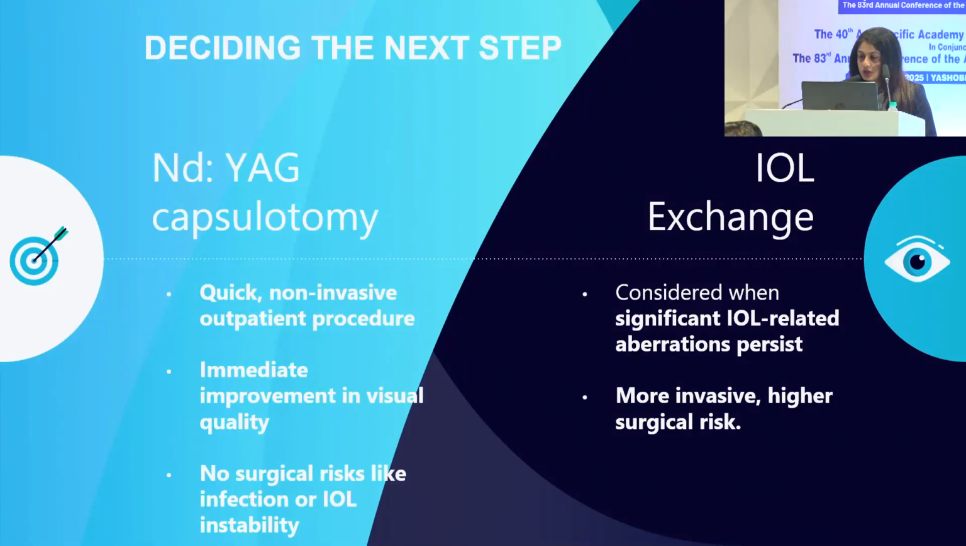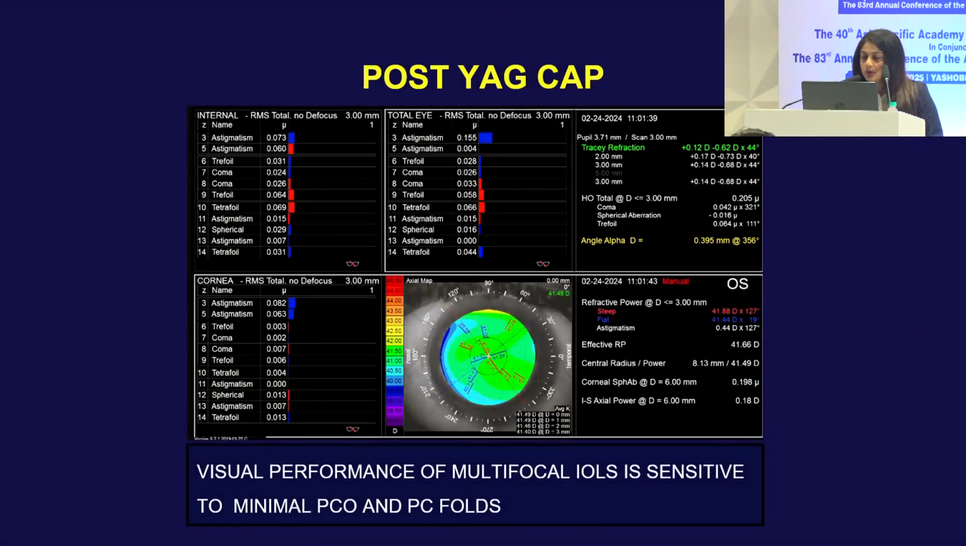So we faced two choices, each with its own risks and benefits, whether to go for an Nd:YAG capsulotomy or an IOL exchange. So Nd:YAG capsulotomy is a quick, non-invasive and commonly effective procedure, but what if the problem isn't just the capsule? The second option is IOL exchange. If the IOL itself was causing the issue, that would fix it. So we went ahead with Nd:YAG capsulotomy before going to an invasive procedure like IOL exchange. So post-YAG capsulotomy, this was the EyeTrace image. It resolved the patient's symptoms.